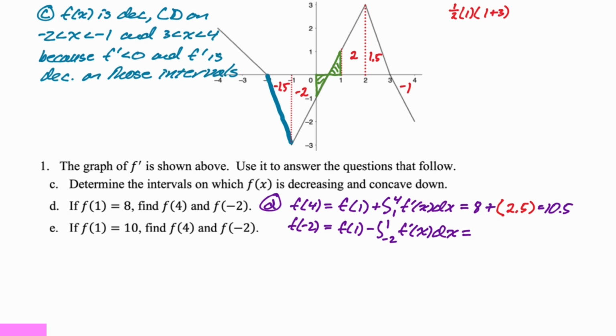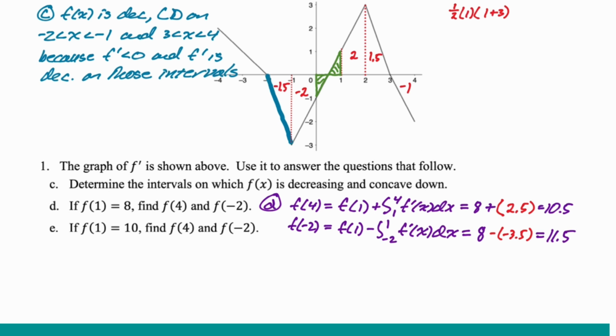So we're going to have our value, which was 8, and then minus -3.5, which is 8 plus 3.5, or 11.5. So this is a really common thing to do. Now, part E, I think, is interesting because it's almost the same question. We want to find f of 4 again, and we want to find f of -2 again, but this time f of 1 is 10 instead of being 8, so it's 2 bigger.